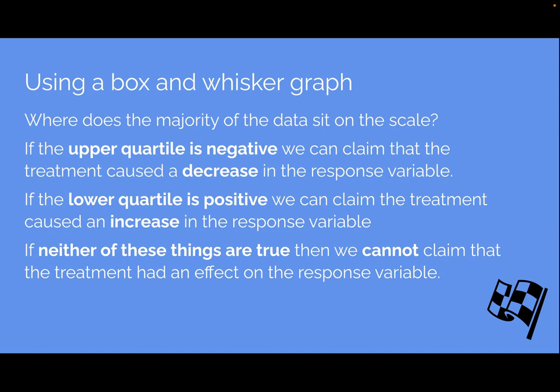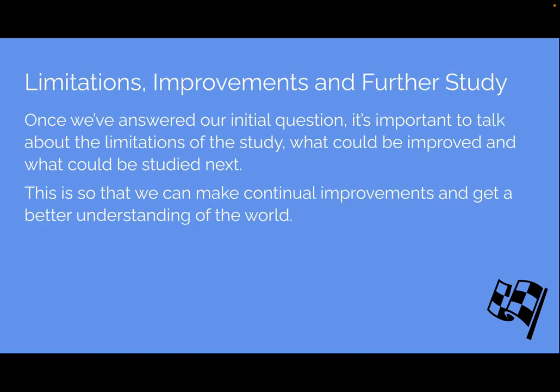Once you have made your claim and given your evidence why, you talk about your limitations, improvements, and areas for further study. That's so that you can make continual improvements and get a better understanding of the world. So you don't just do an investigation and say, okay, that's it, we know everything about this topic, we're all finished. You say, okay, here are some limitations that we had, things that we could have done better. This is a way that we can improve it, and this investigation can lead into these other areas of study. So we're always improving on our understanding of the world, making the world a better place.